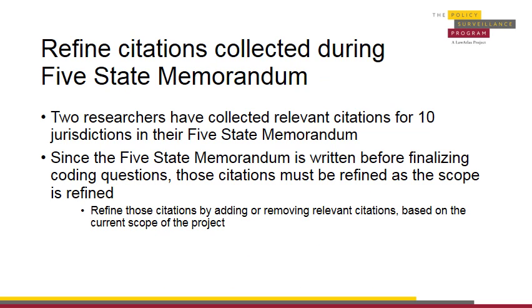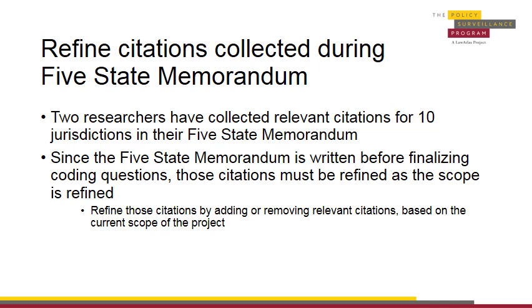By this stage of the process, you should have written 2 5-state memorandums, for a total of 10 states researched. For more information on 5-state memorandums, please visit Module 2 in the Learning Library, Defining Your Scope and Background Research. You should have also developed your final questions by this stage of the process. Before moving into researching your remaining jurisdictions, you will want to revisit the citations collected in your 5-state memorandums to ensure they are the citations necessary to answer your final questions.